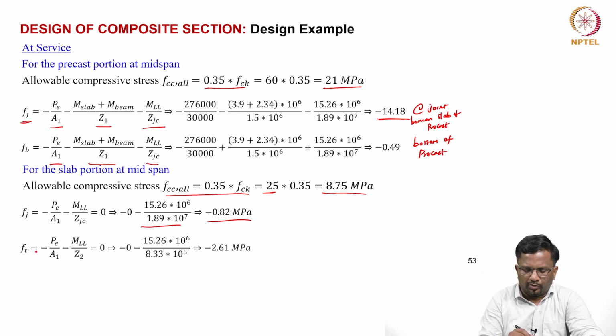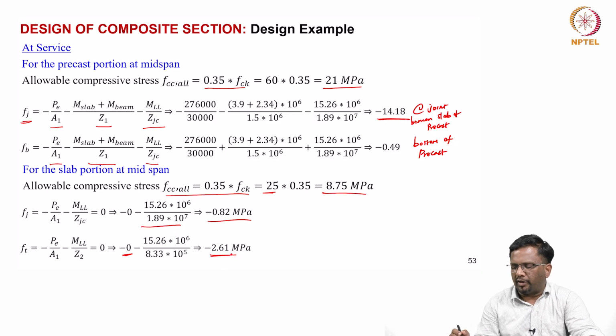Now, how about the stress at the top of the slab? Again, effective pre-stress by A1 minus MLL by Z. Here there is no pre-stress component, it will be 0. It's only the live load component that will come. So, that works out to be negative 2.61 megapascal, right.